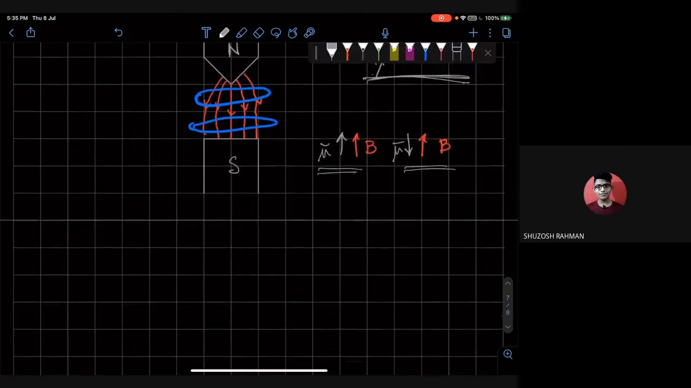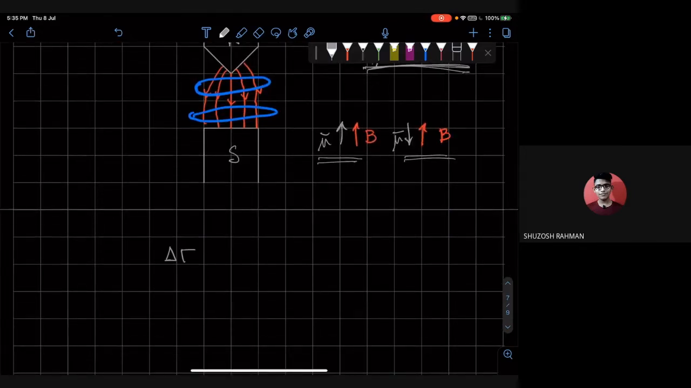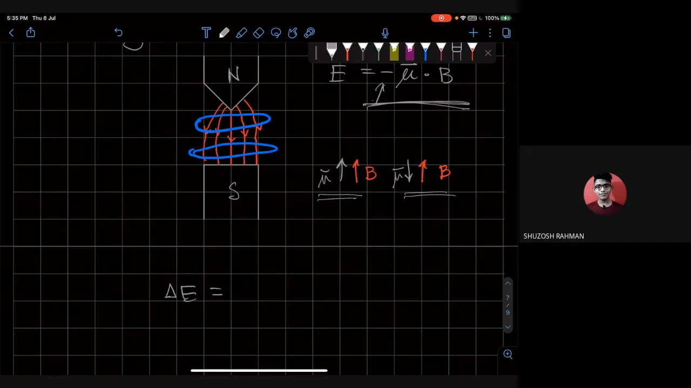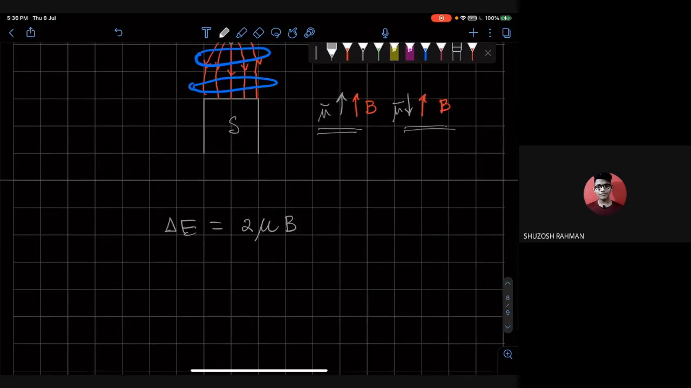So the delta E between the two states at a given point in space will be 2 mu B, where E plus is mu B and E minus is minus mu B. These are the high energy and the low energy. This is classical. So these are the extreme values.